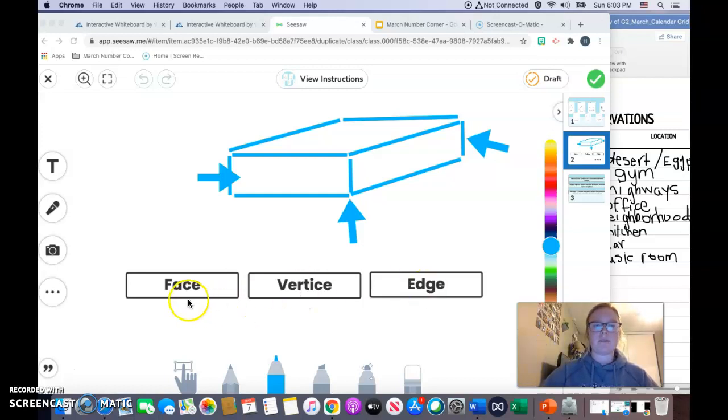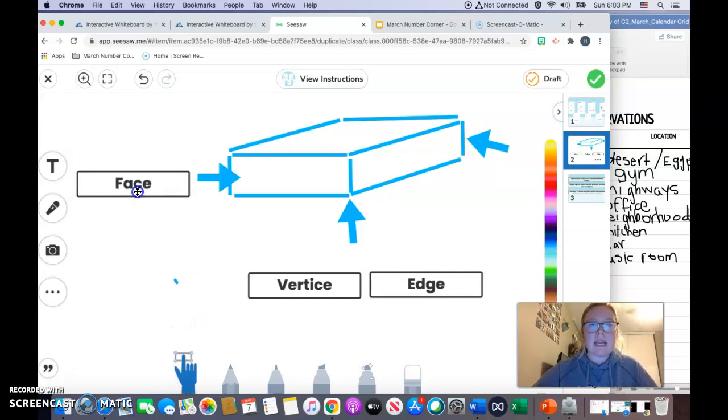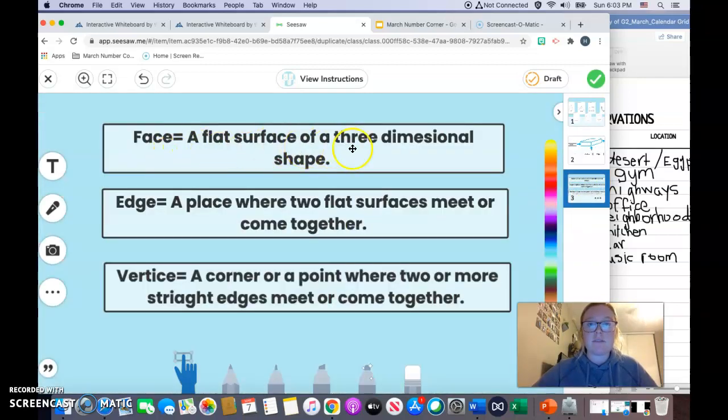Let's start with face. What do you think the face of a 3D shape is? Do you think it's our corner? Do you think it's our kind of like lines where our sides meet? You're right. It is our flat surfaces on our 3D shape. So the definition of the face is a flat surface of the three-dimensional shape.